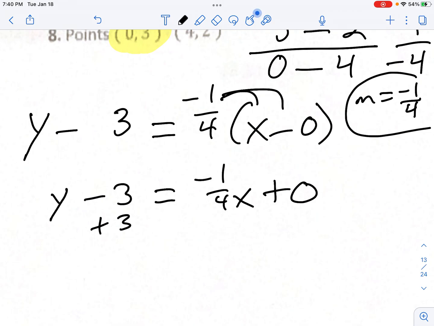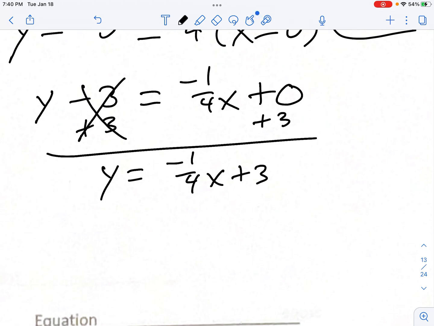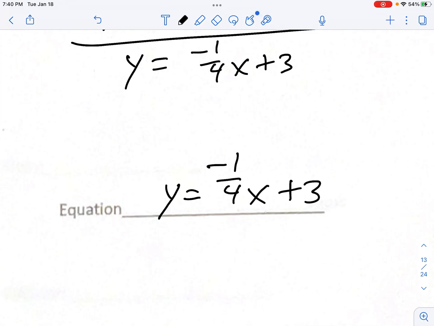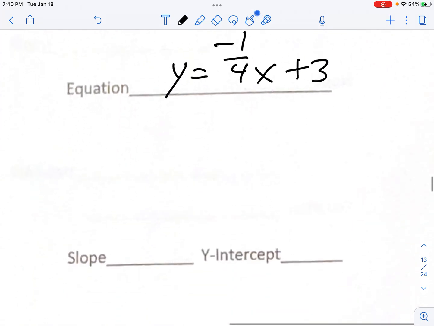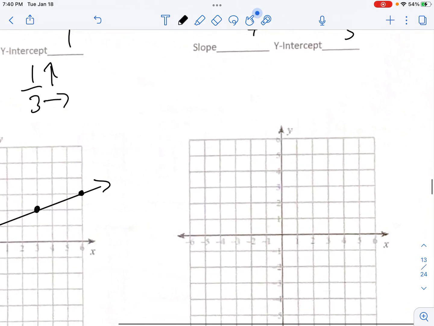Drop this down. Add the 3 to the other side. And then we get our equation: y equals -1/4x plus 3. So that would be the equation. Slope is -1/4. Y-intercept is 3. Now all we have to do is plot it.